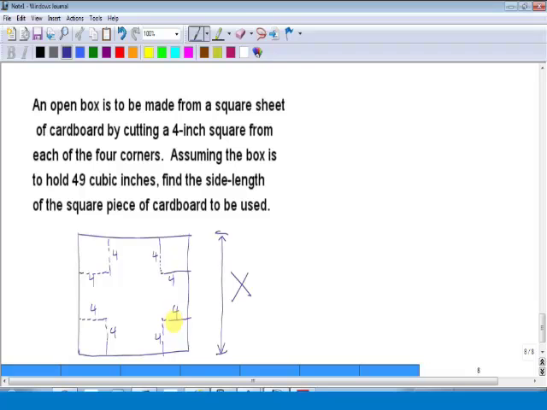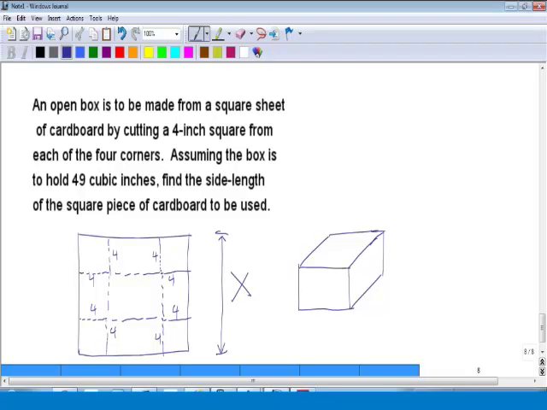And then I don't know what we're going to do with those little 4 by 4-inch squares that we cut out. Hopefully find some other use for them, nice craft project, something. But then we'll fold up these flaps and we'll make a box out of it. So the box will look something like this, maybe, like that. We would like the volume of that box to be 49 cubic inches.